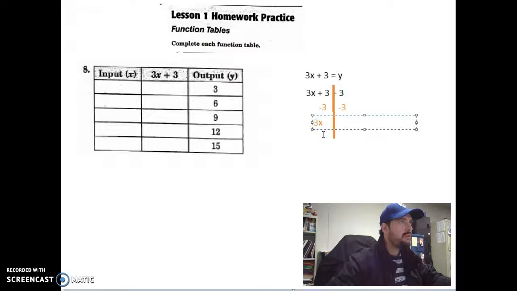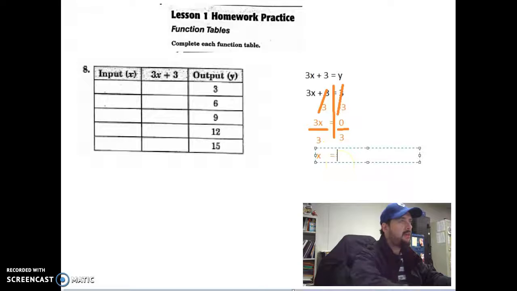I'm left with 3x equals 0, right? If I work it all out, because these cancel each other out, and then we also have 3 minus 3, which equals 0. So 3x equals 0. The next thing I'm going to do, because this is 3x, which means 3 times x, I'm going to divide by 3. And I'm also going to divide by 3 on this one. 0 divided by 3 equals 0. So I'm left with x equals 0.